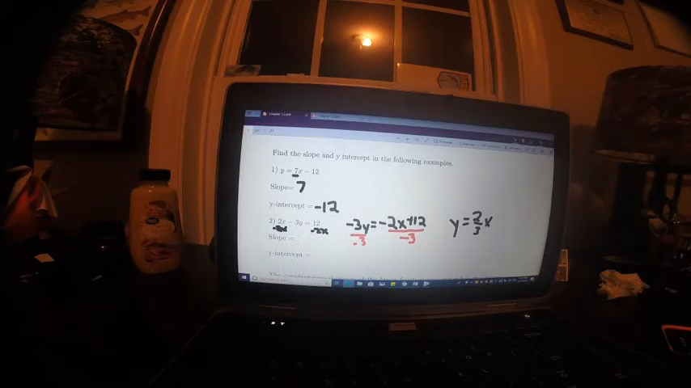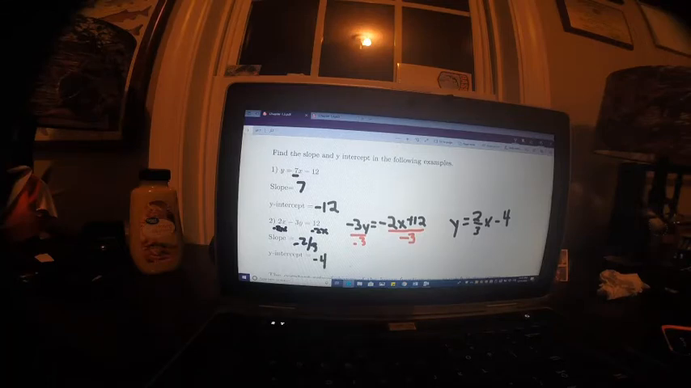And positive 12 divided by negative 3 is actually going to give me, 12 divided by 3 is 4, so it's going to give me a negative 4. So my slope here is 2/3, and my y-intercept here is negative 4.